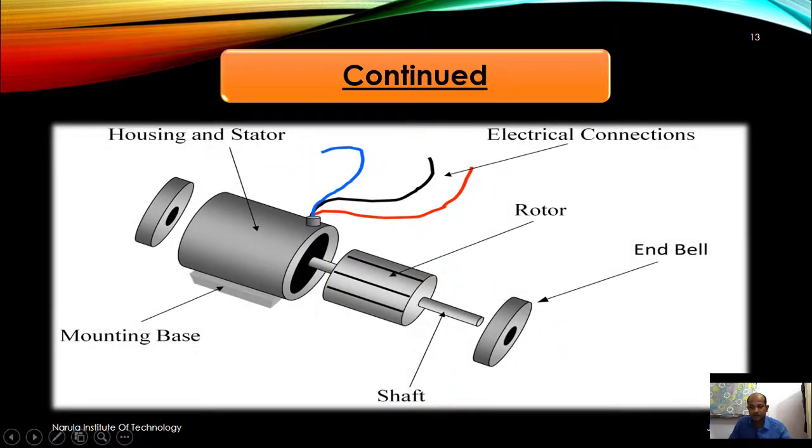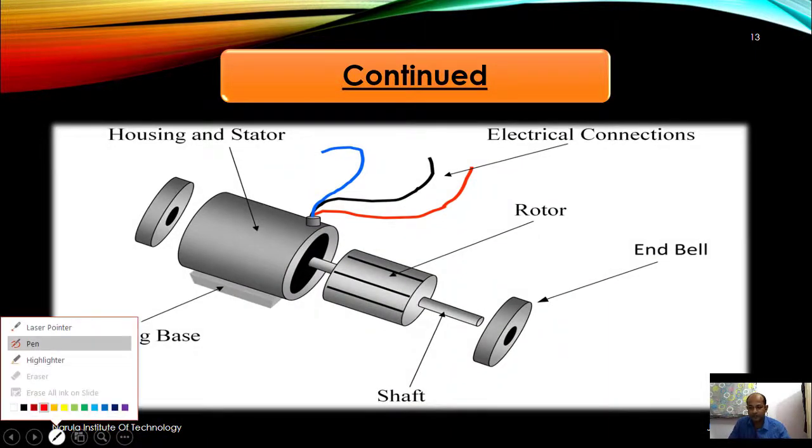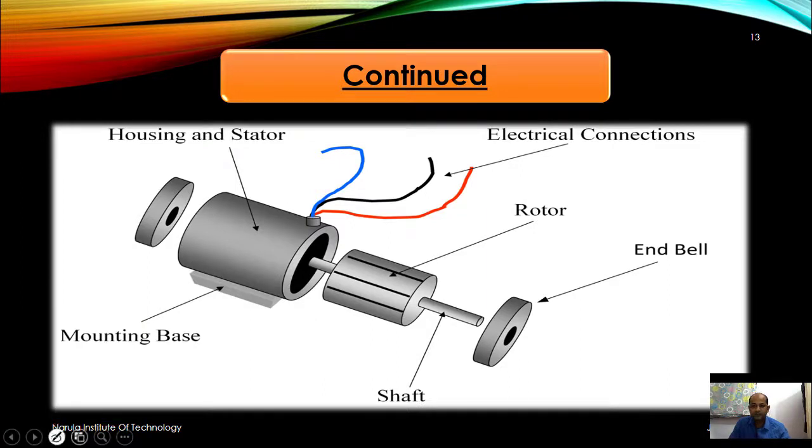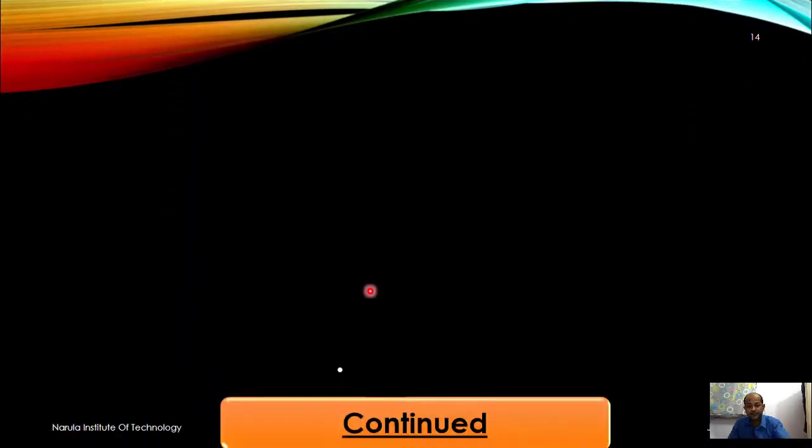Let me again select that pen tool. Sorry, laser pointer. So this is a pictorial representation of a three-phase induction motor. So end bell, this is the shaft, this is the mounting base, this is the stator, this is the rotor, and a similar thing we will see in the case of single phase induction motor, right?